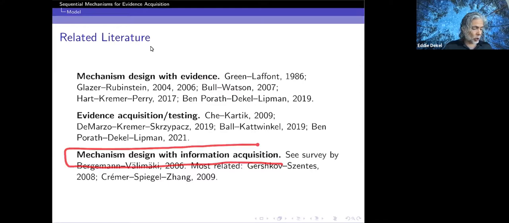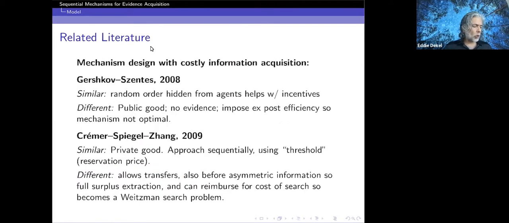Then we get to things which are closer. There's mechanism design with information acquisition. Of course, there's a lot of stuff on auctions, as I just mentioned, which would be the more standard type, and that can be seen in a survey by Bergemann and Välimäki. The two closest papers are one by Gershkov and Szentes and another by Kremer, Spiegel, and Zhang.